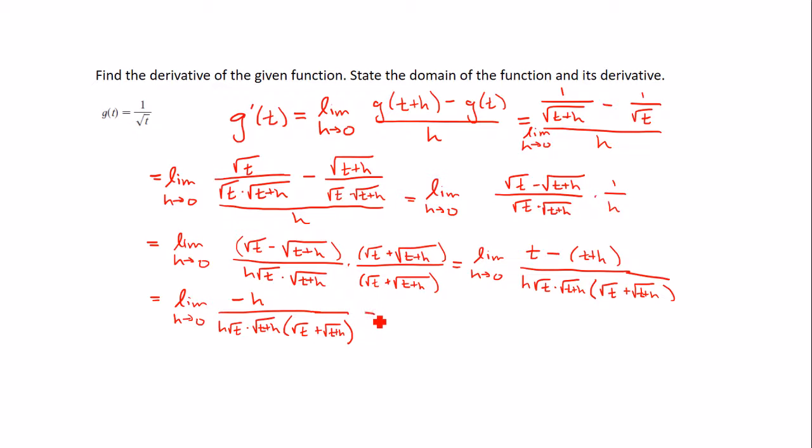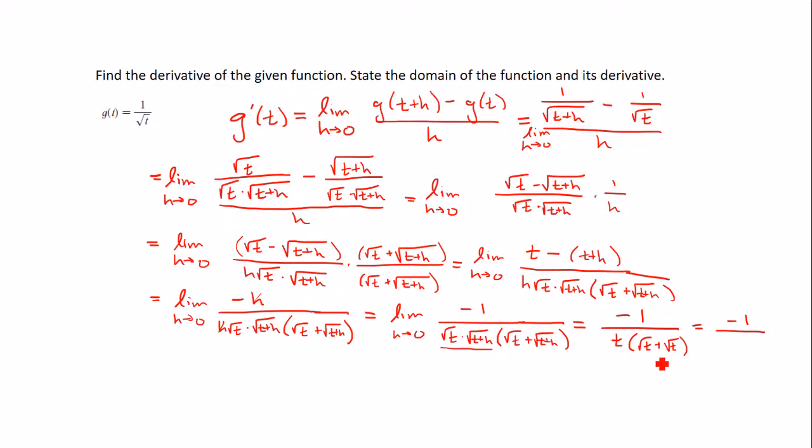Okay. The h's cancel. I'm happy, right? Because now I'm going to have something I think I can plug h equals 0 into without consequence. So just rewriting it, root t plus h times the quantity root t plus h. So if I plug in h equals 0, what am I getting? Negative 1 over, so root t, right? So that's actually a t overall. These first two things become a t overall, times root t plus root t. Interesting. So I get minus 1 over, this is 2 root t, so 2 root t times t. Alrighty.